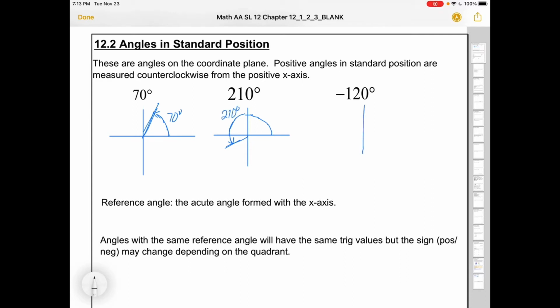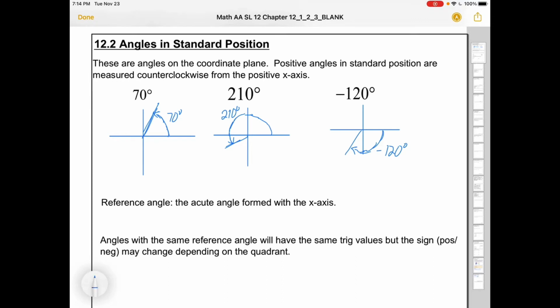If you have a negative angle, then that means you go in a clockwise direction. You go in the opposite direction. So here would be negative 90 degrees, negative 120 is around here. And this just allows us to define angles on the coordinate plane.